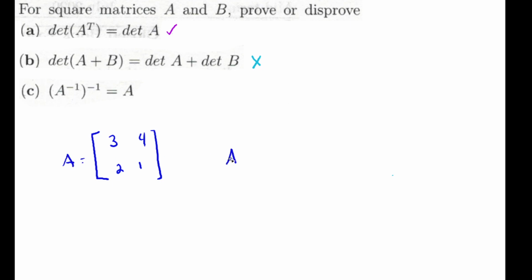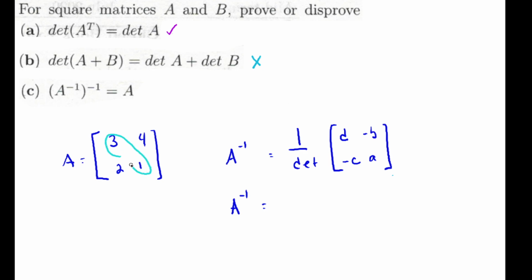Now, the inverse of A is going to be equal to 1 over the determinant times D, minus B, minus C, A. So hopefully you know that equation. If not, you should look at past videos, make sure you get that. So we're going to take the determinant of it first, so that's 3 times 1 minus 4 times 2, which is 3 minus 8, which is negative 5.